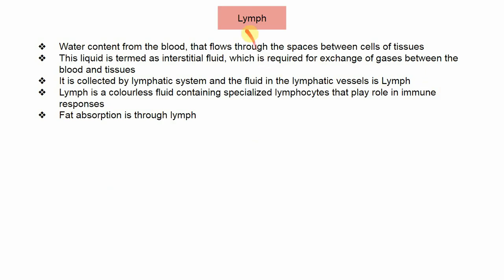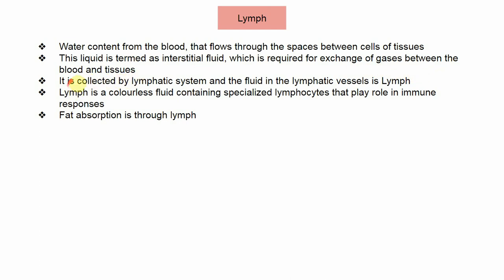So the next one we can look into here is the lymph. So lymph, what is basically lymph? You can see that the water content from the blood actually moves into the spaces between the cells of the tissues, and this space between the cells of the tissue is called the interstitium, and the liquid which is present in this particular space is called the interstitial fluid. And this interstitial fluid is mainly required for exchange of gases between the blood and the tissues.